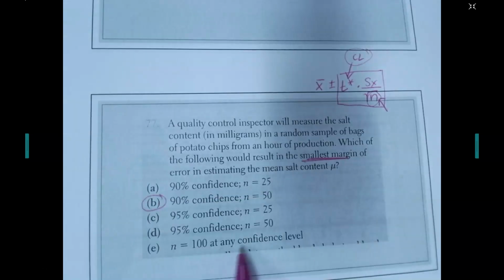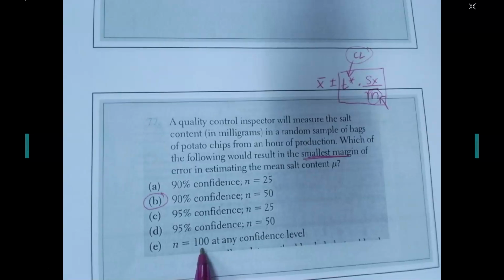The reason why I wouldn't pick this is if I had n at 100, but I was doing a confidence level of 99%, that's going to offset each other, right? Okay, so I want the smallest confidence level at the largest sample size.